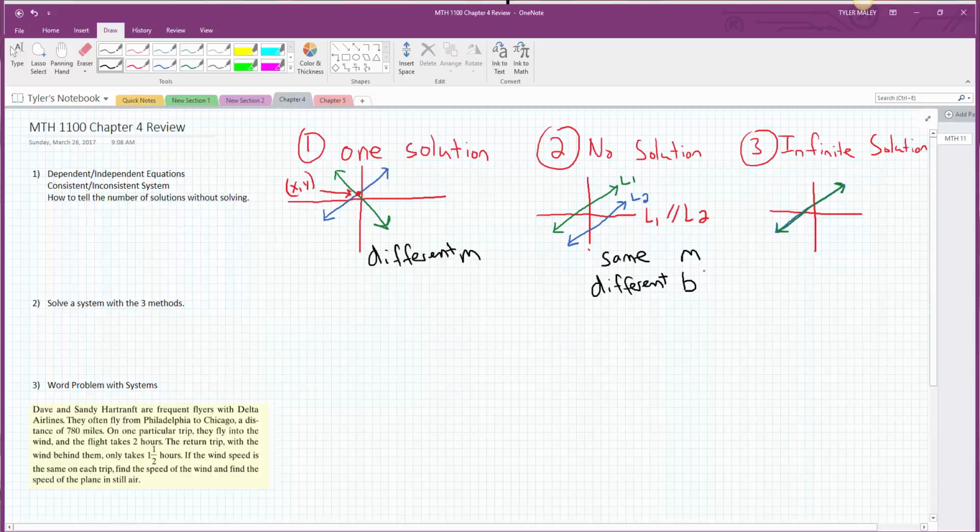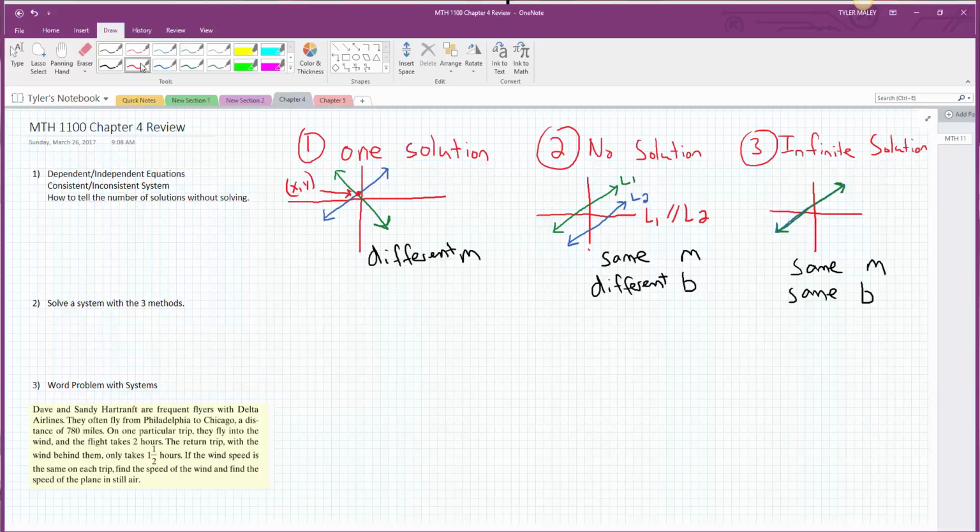So then when something has infinite solutions, then this is going to have the same slope and the same y-intercept, right? The same b value. So when we look at their lines, it's helpful to take the system and put them both in slope-intercept form, and then you can easily tell like what is this one solution, no solution, or infinite solutions, right? So then now we need to discuss the dependent, independent equations, consistent, inconsistent system.